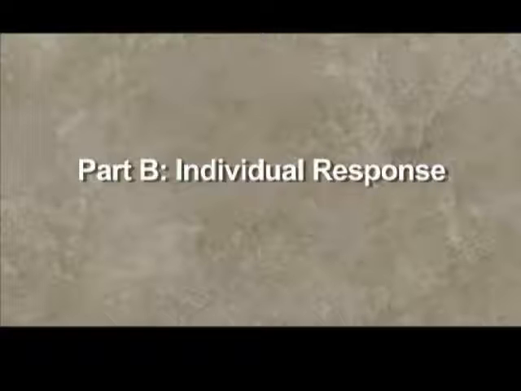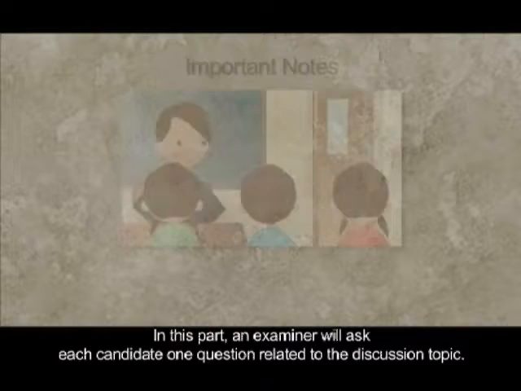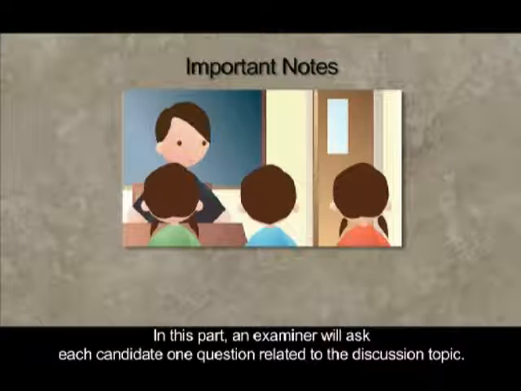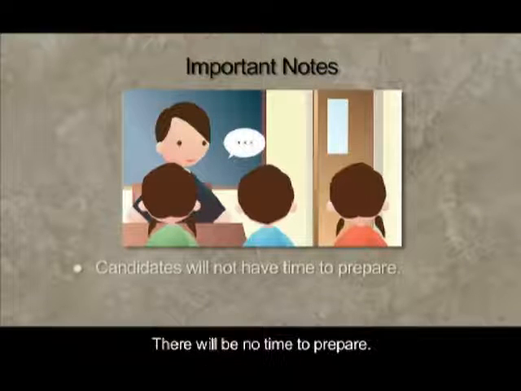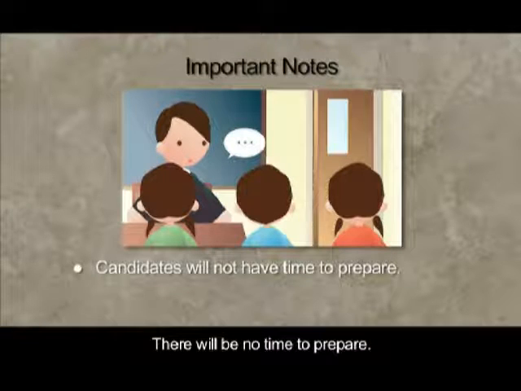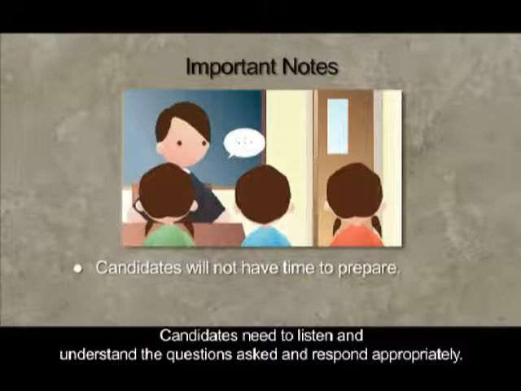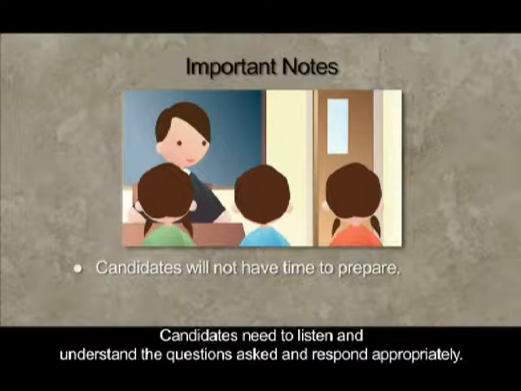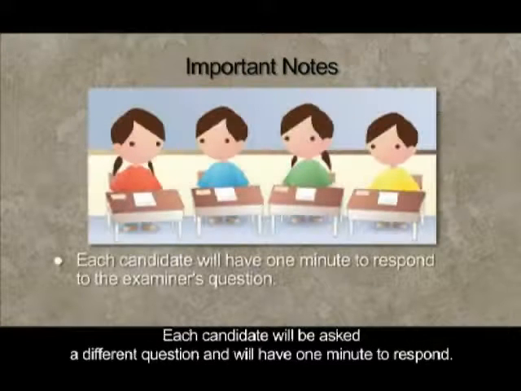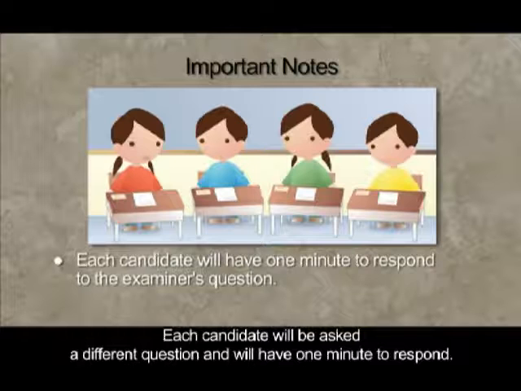Part B, individual response. In this part, an examiner will ask each candidate one question related to the discussion topic. There will be no time to prepare. Candidates need to listen and understand the questions asked and respond appropriately. Each candidate will be asked a different question and will have 1 minute to respond.